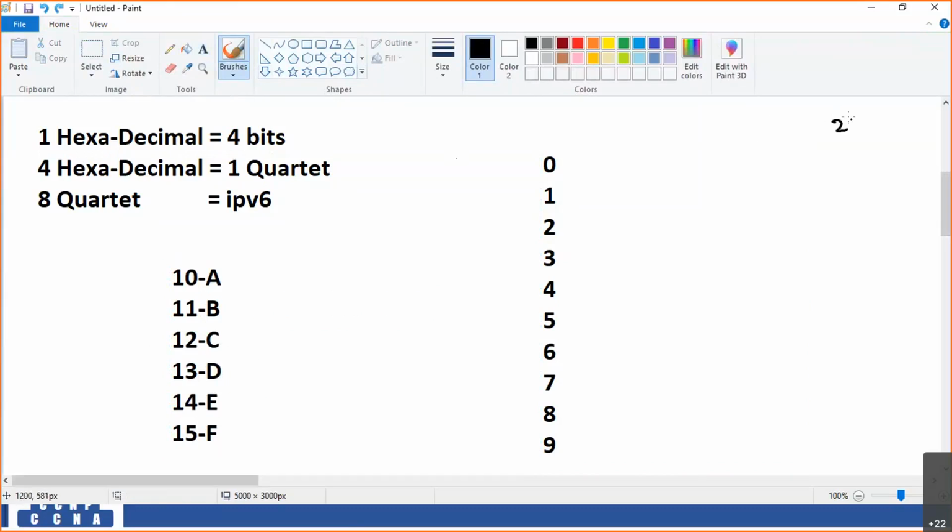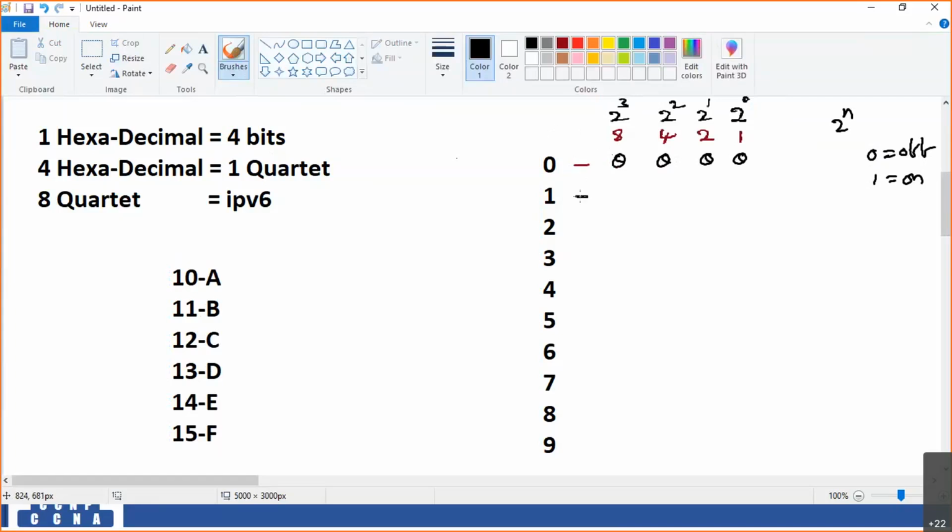Let me take the 2 power n values. 2 power n can be 0, 1, 2, 3. So what is 2 power 0? 1, any power 0 is 1. 2 power 1 is 2, 2 power 2 is 4, and 2 power 3 is 8. These are the values, right? Now how can you write 0 in binary in 4 bits? 0 indicates your bit is off, 1 indicates on. So 0 is 0000, right?